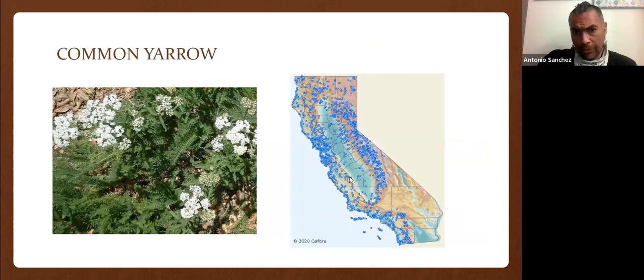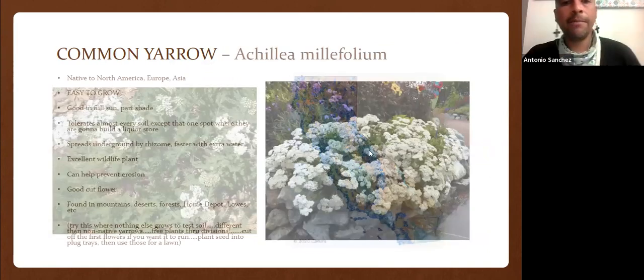You can see the natural distribution of yarrow. And now we know why they grow it in Humboldt, why they grow it in Sacramento, and why they grow it in Riverside. It's tolerant of all those spots. Really good cut flower too, and excellent for pollinators.